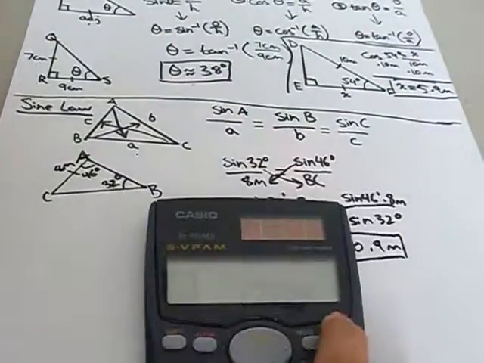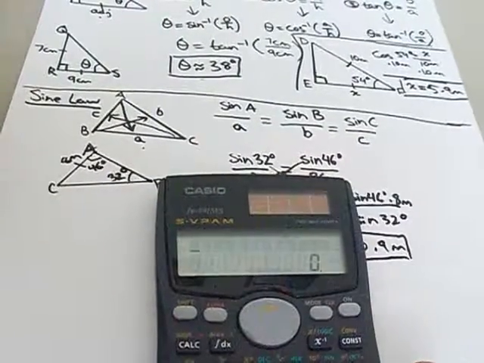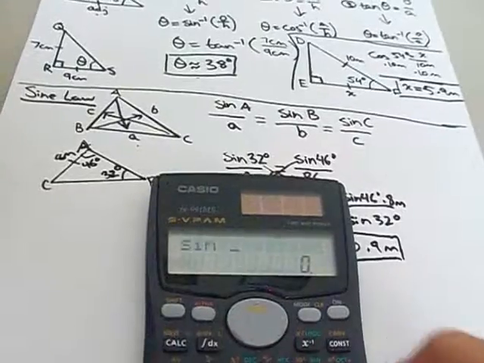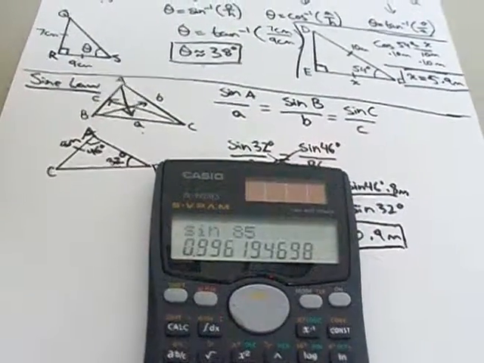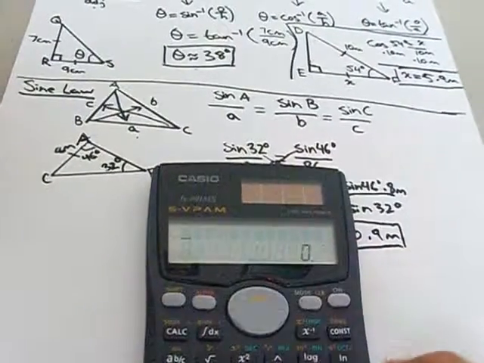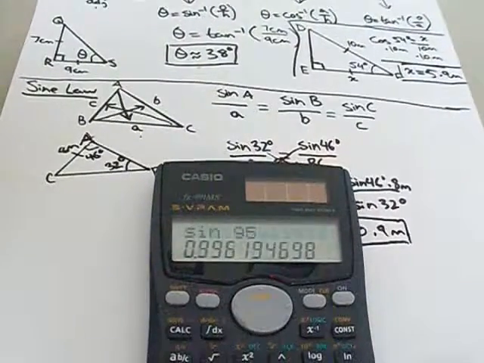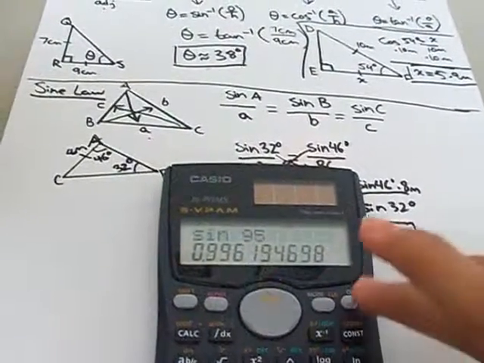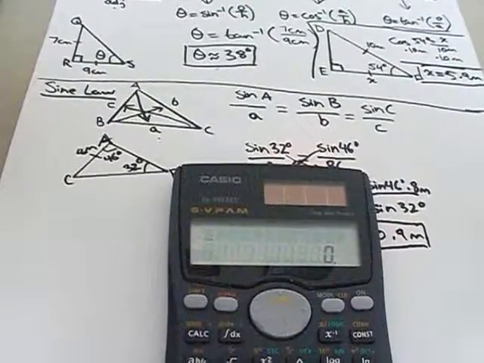And this is because those two angles may be supplementary, so when their sine function is taken, the result is the same. For example, sine of 85 is 0.99619, and sine of 95 is also 0.99619. This is because those two angles add up to 180 degrees.